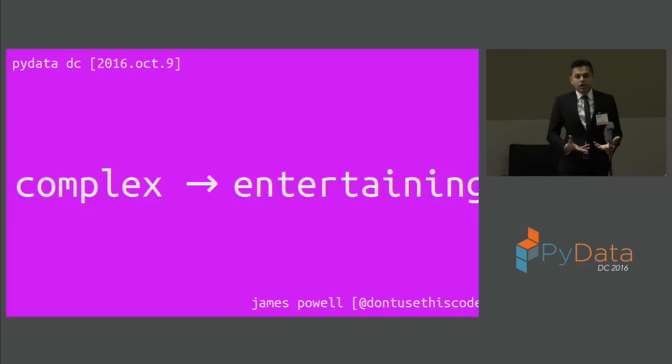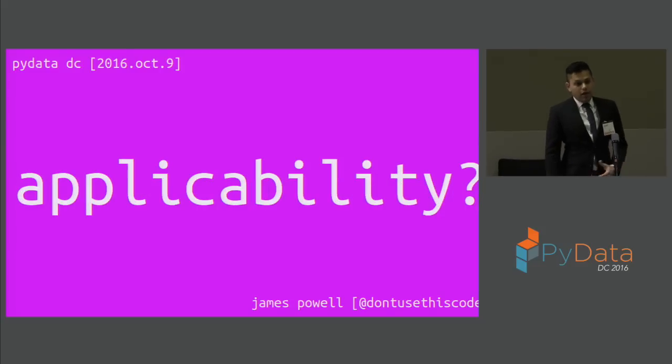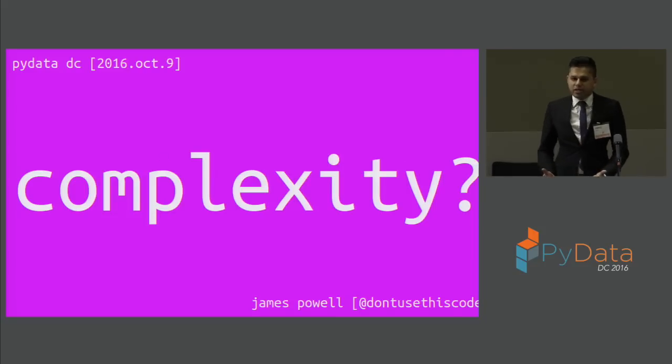That is, the complexity of the solution was directly correlated to how entertaining it was supposed to be. And I never really talked about applicability. You know, would you ever really do this? And I never really talked about justifying the complexity. Does it really make sense to live patch your Python interpreter to add some features as opposed to just making do with what you have?